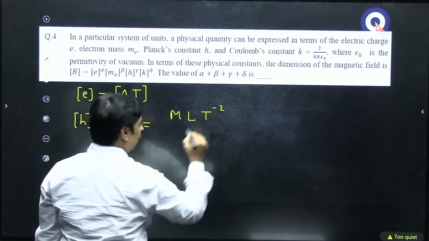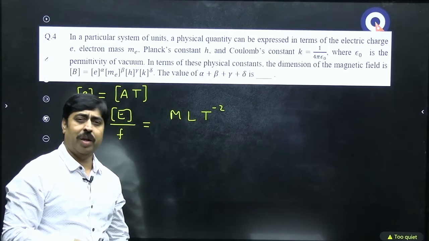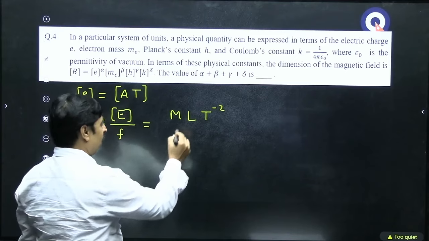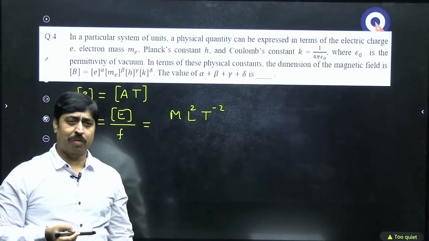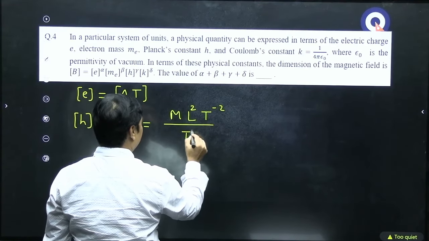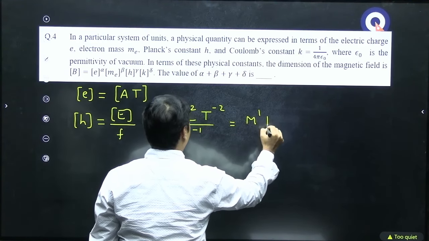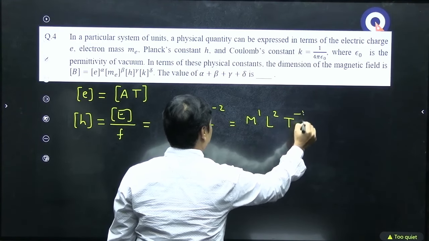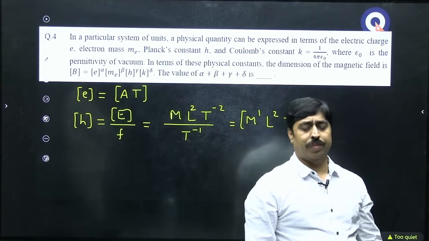MLT minus 2 is force, and if you multiply force by some sort of length, it becomes work or energy. So, just making this L as L square, this becomes the dimensional formula of energy. Frequency obviously is per second, so T minus 1. If you simplify this, you get M1 L square T minus 1. So, this is the dimensional formula of Planck's constant.